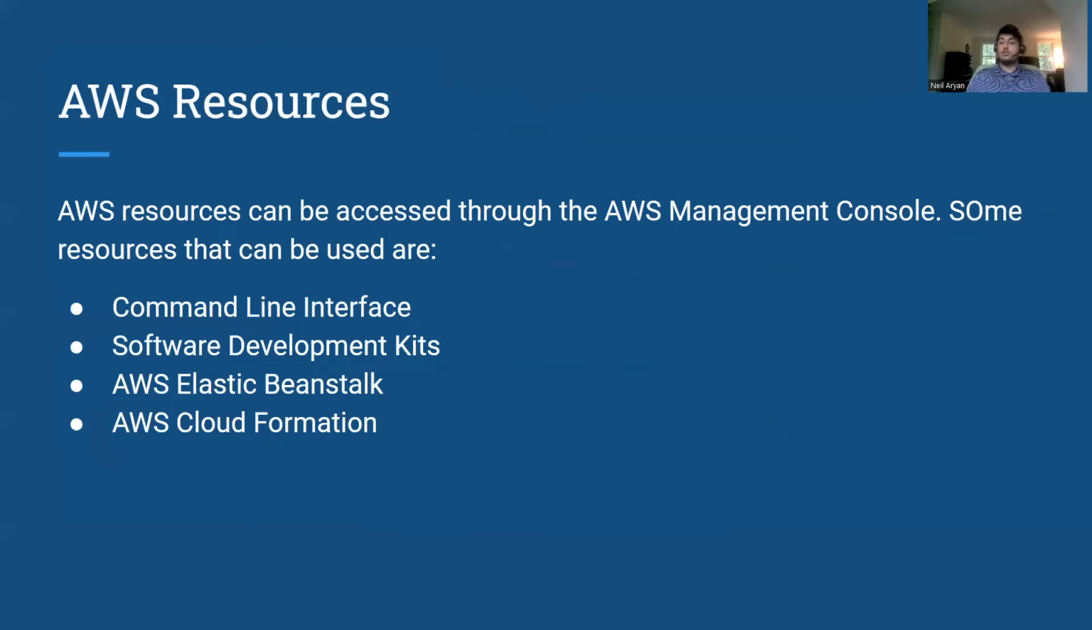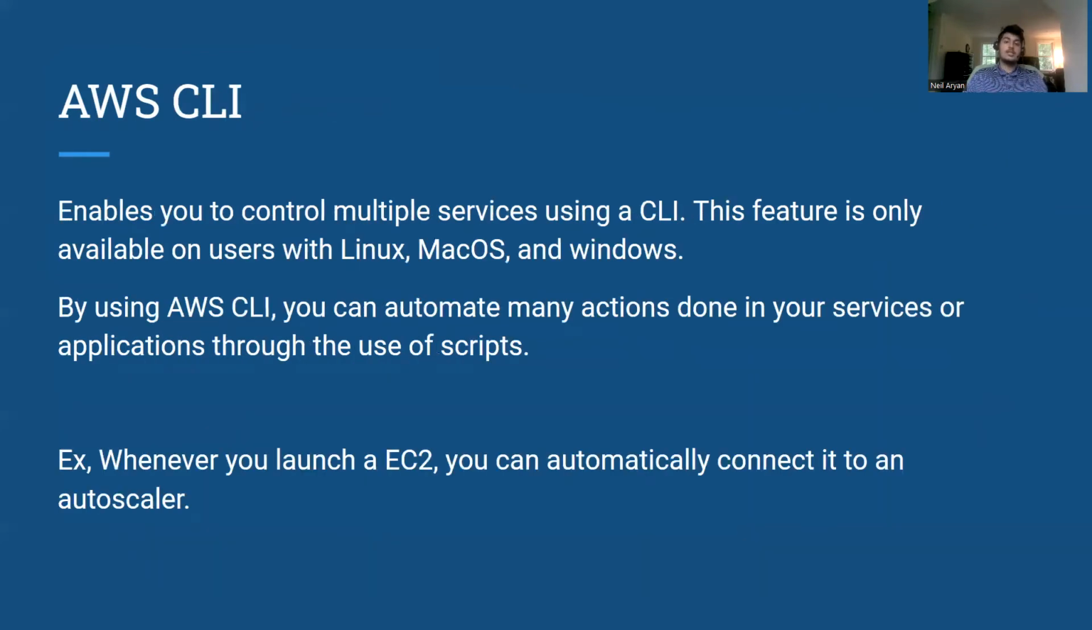Now, some AWS resources that can be accessed from the AWS Management Console, some of those are command line interface, there's software development kits, and there's AWS Elastic Beanstalk and CloudFormation. Now, AWS CLI, now if you're a programmer, you may have heard of this. It basically allows you to use multiple services using a command line interface. And by doing this, you can automate many actions done in your services or application through the use of scripts.